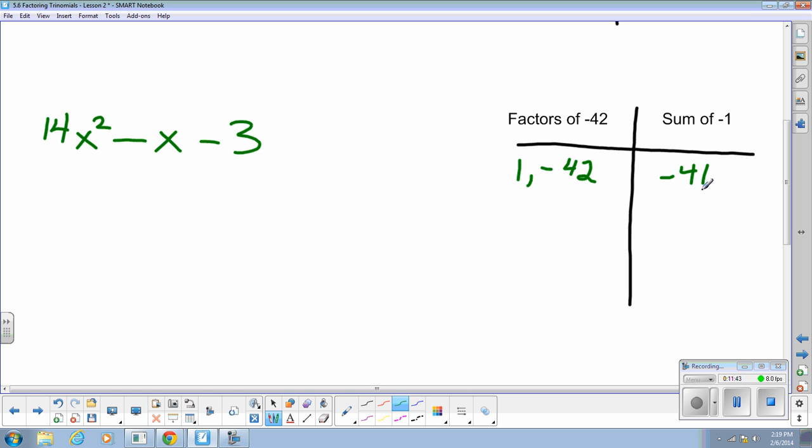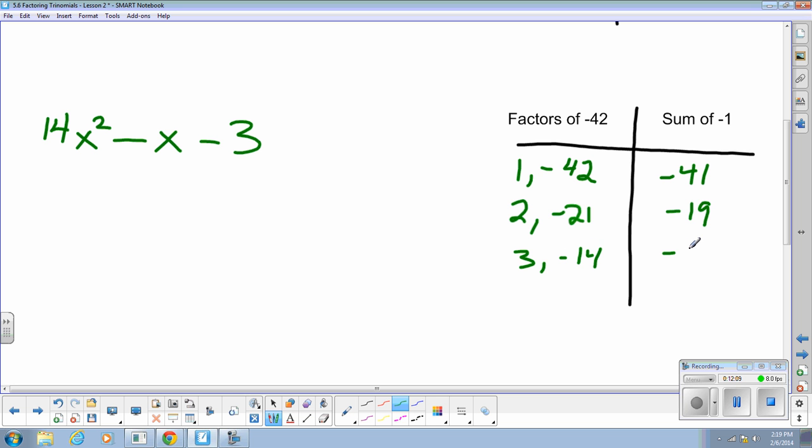Now that's in the correct method. That means my smaller number, the number not as far from 0, should be positive. The number further from 0 should be negative because I got a negative answer and I'm looking for a negative sum. So I can go 2 and negative 21. That is negative 19. Okay, it means I'm going the right direction with this because I'm getting closer to negative 1. The next pair of factors are 3 and negative 14.